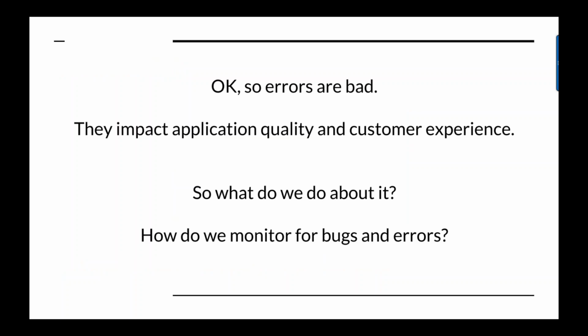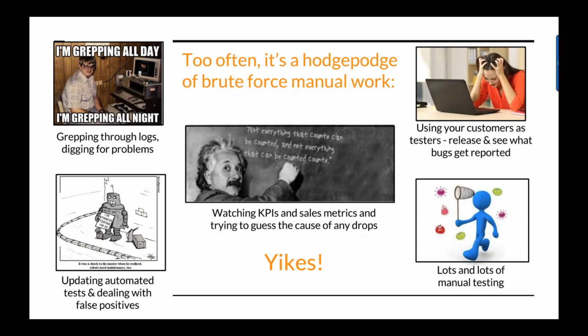So errors are bad. That's pretty clear. They impact your application quality. They impact your customer experience. Then that still leaves the question, so today, how are we monitoring for bugs and errors? What are the processes people use today or tend to use today?